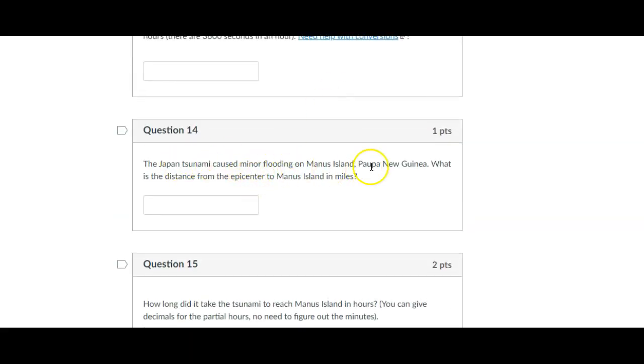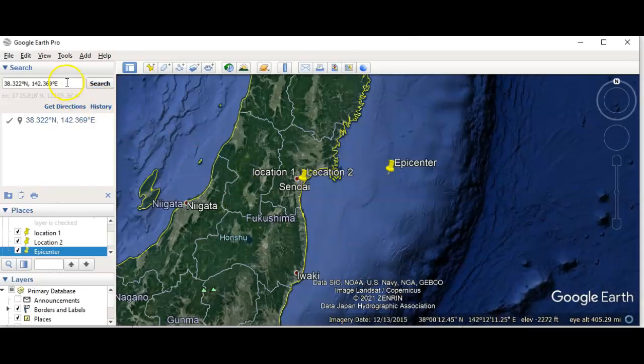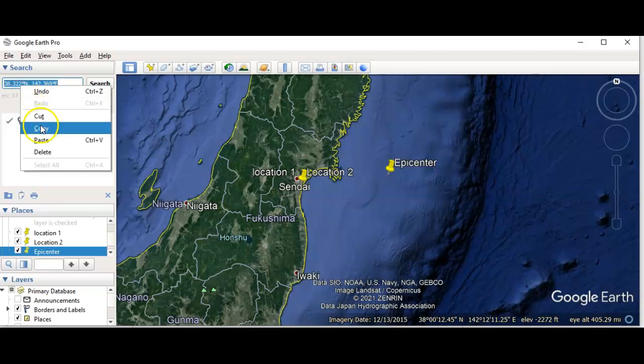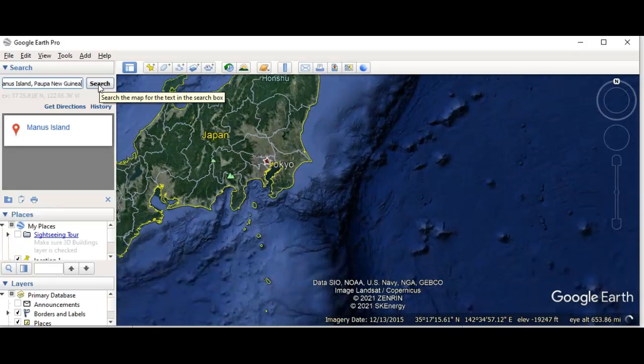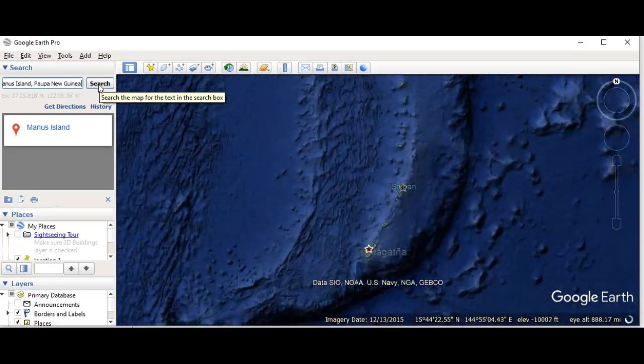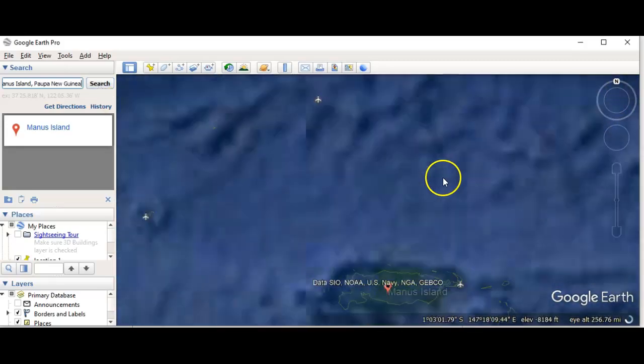Well, it caused minor flooding in this location. So how far is that from the epicenter? Well, I know where the epicenter is. Now I need to find where this place is, and so I can certainly do a search. Paste. Search, please. And so, this far away, holy cow.